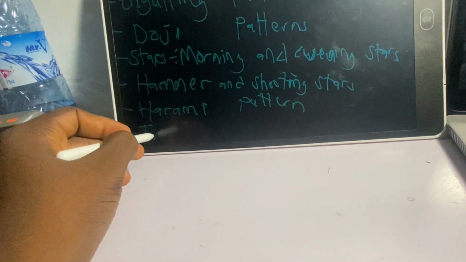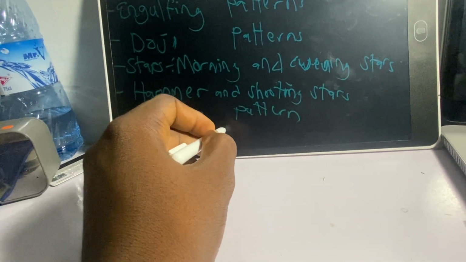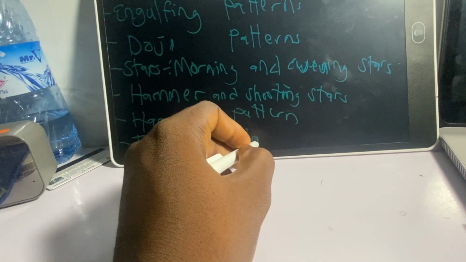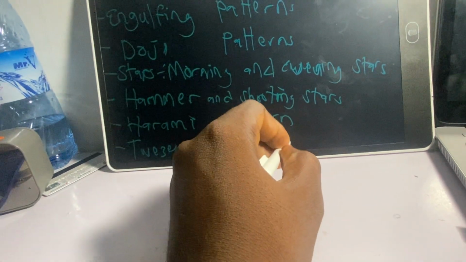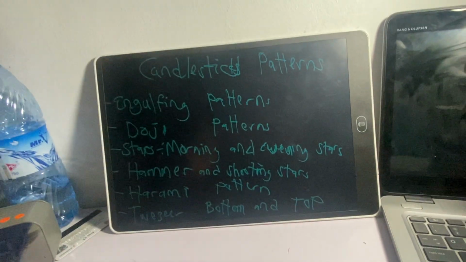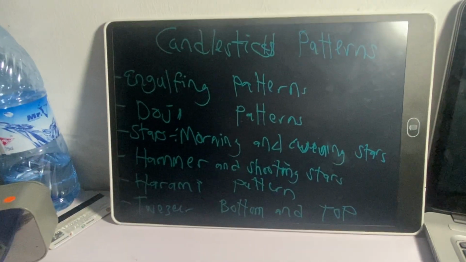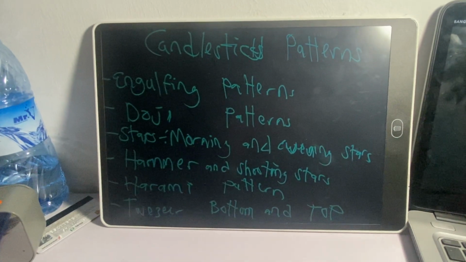Then the twice top, twice bottom and top pattern. You get to see them clearly when we explain them one after the other. These patterns occur frequently in our chart. It occurs in the market a lot.